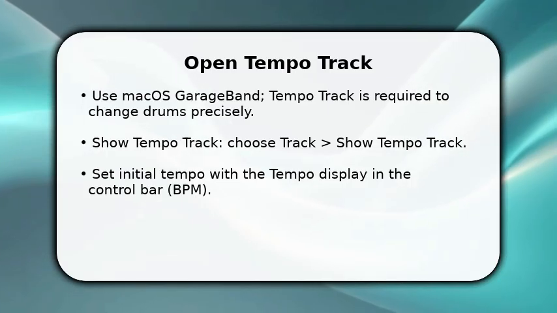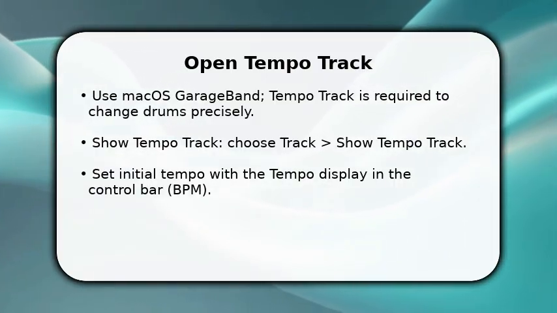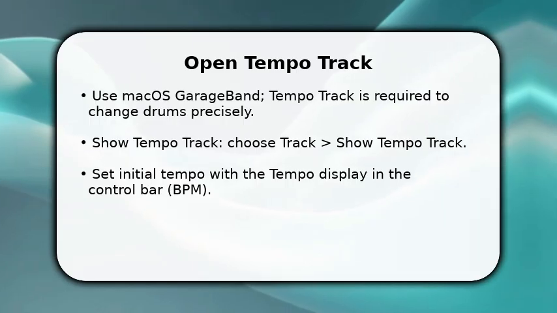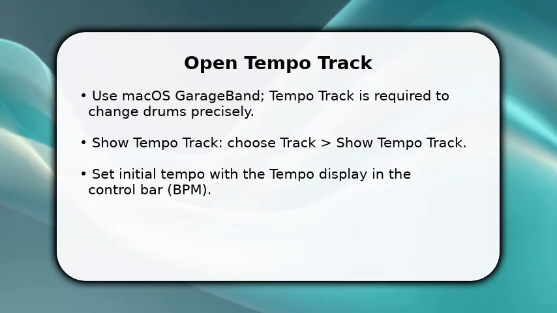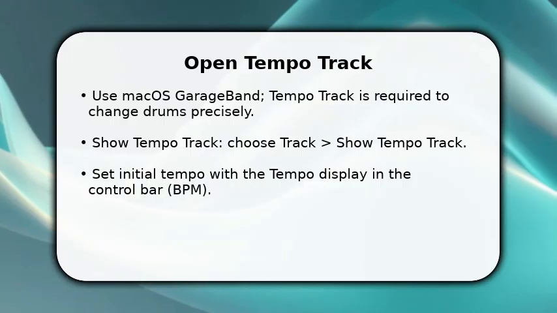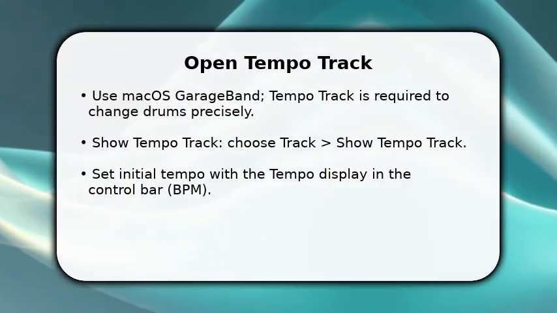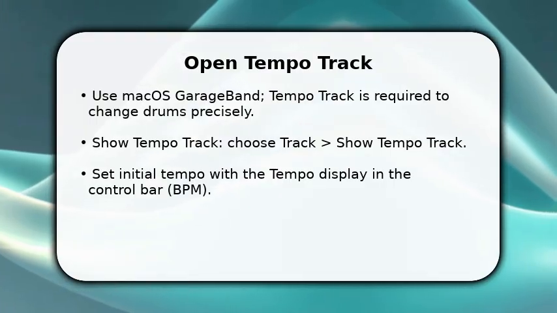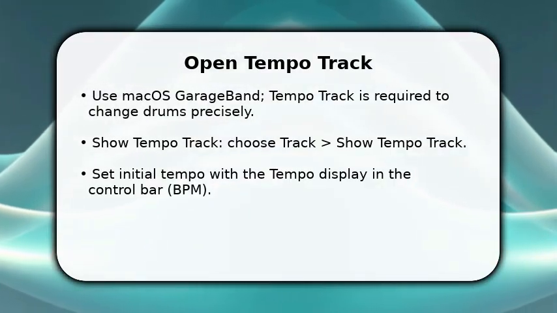You begin by opening the tempo track so you can change tempo non-destructively. This is the only reliable way to alter drum timing across the project. First, make sure you're on Mac OS GarageBand, then choose Track and show Tempo Track. Once visible, click the tempo ruler to set the starting BPM, type or drag to pick a value. This sets the project clock that Drummer and Apple Loops follow, so you control the entire groove from one place.